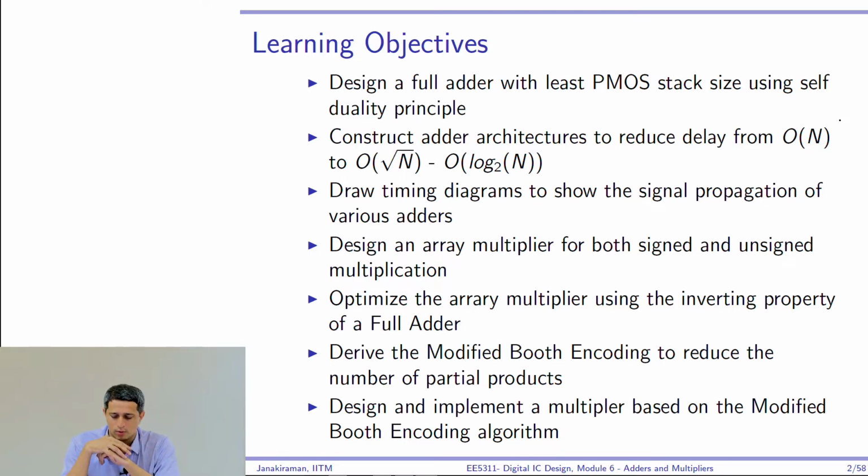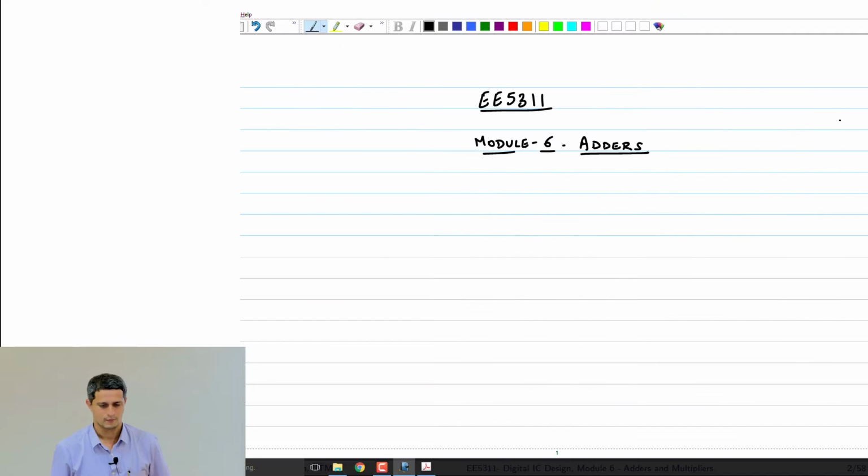Then you should be able to optimize the array multiplier using the inverting property of a full adder, right? I'll deal with this today. Booth encoding, again, I really don't know if I'll have time, okay? If I'm running out of time, I may not cover it this time, but it's not too complicated for you to go and figure it out on your own as well, okay? Then design and implement a multiplier based on Booth encoding algorithm. So last two things, depending on time, I'll see if I can cover it or not, okay?